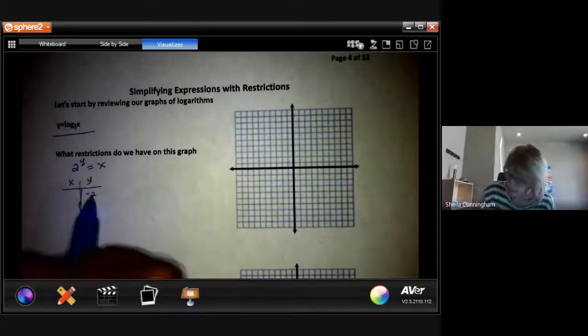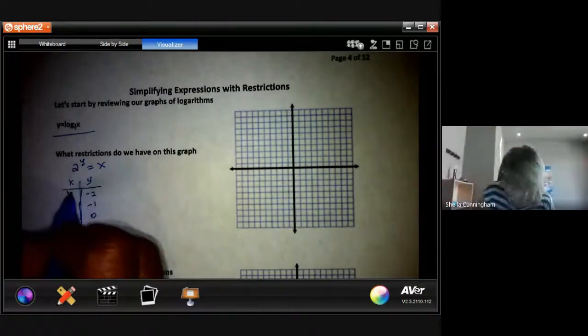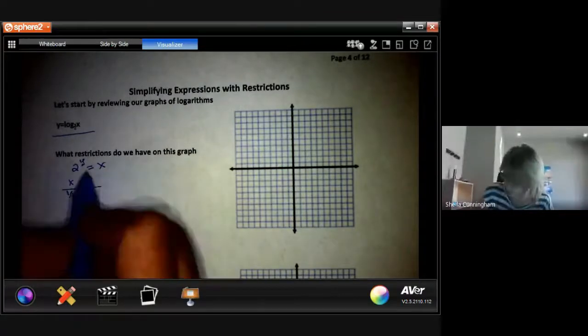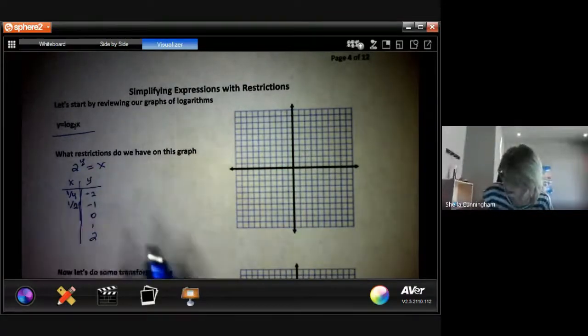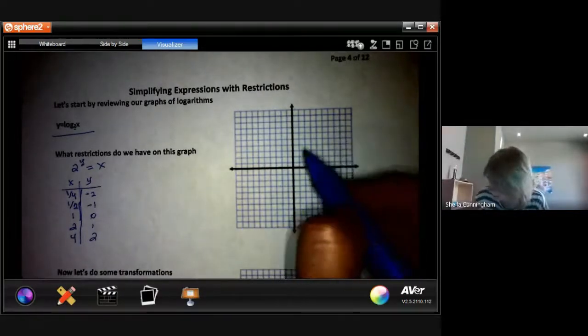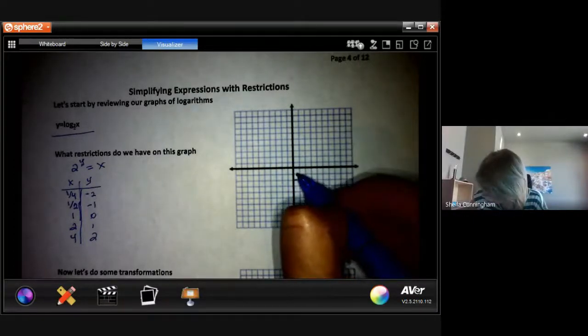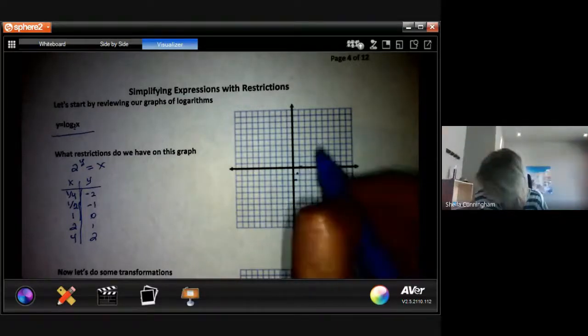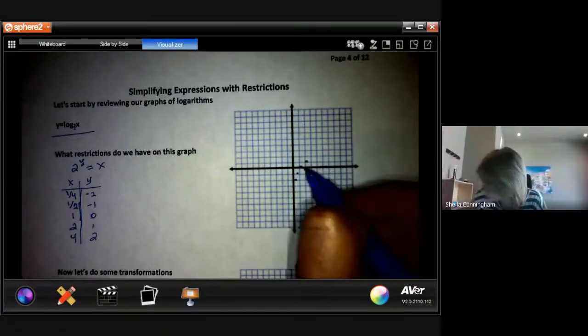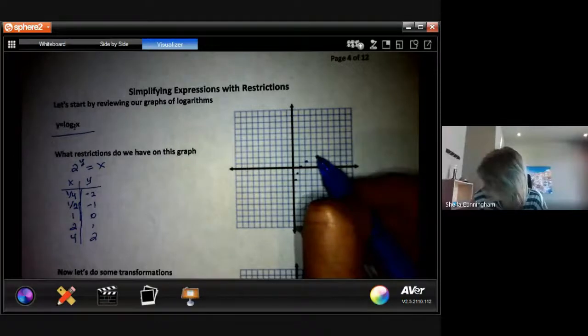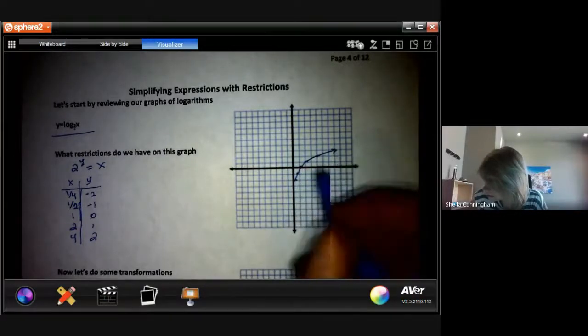Then I put that -2 in for y. This is going to work out to a 1/4. And I put a -1 in, and that's going to work out to a 1/2. And I put a 0 in, that's going to give me 1. And I put a 1 in, that's going to give me 2. And a 2, that's going to give me 4. So I go to plot all these points, and I'm going to have 1/4 and -2, and a 1/2, -1, and 1 and 0, and 2 and 1, and 4 and 2. Okay, so we get this graph that's looking like this.